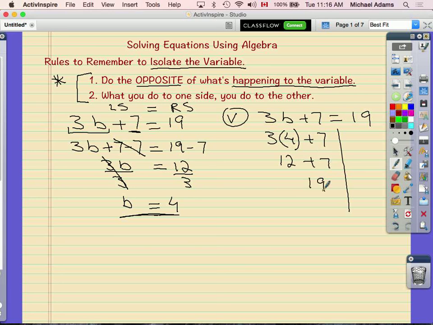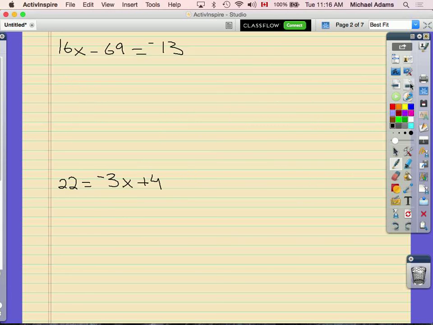Oh, and now on the right side, I have 19. So the left side and the right side equal each other. That means this answer is correct. Okay. Let's take a look at another 2 examples.